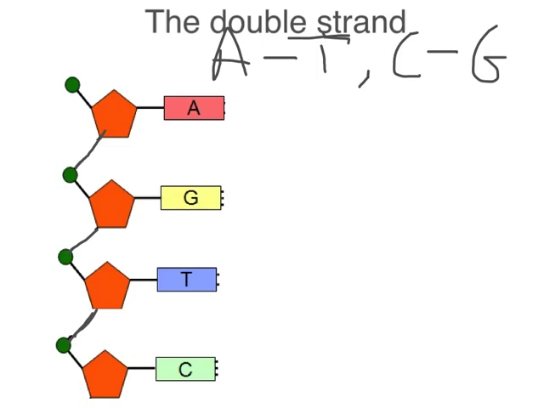T always matches up with A, and G always matches up with C. So here we have an A, and we would like to match that up. What would we match it up with? It would be a T. So I'm going to find a T here, and I'm going to do this.